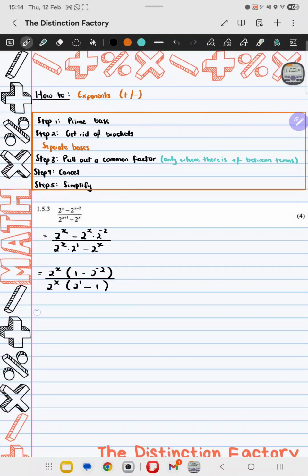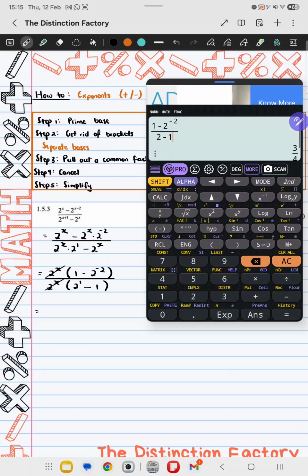Okay, from there we can go on to our next step, which says that we need to cancel. So you'll notice again that the common factors you pull out almost always cancel off with each other. And then we go on to step 5, which is simplification. So you can just put this entire thing into your calculator and get an answer for it. When I put that into my calculator, I end up with 3/4 as my answer.